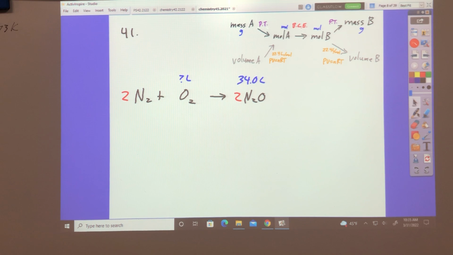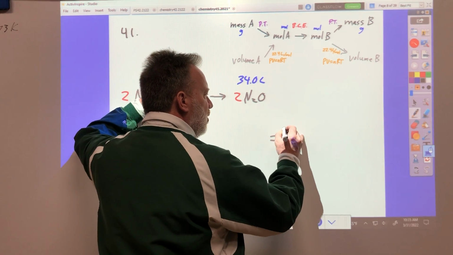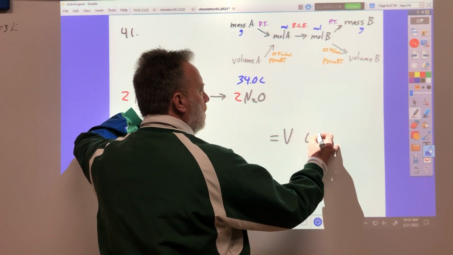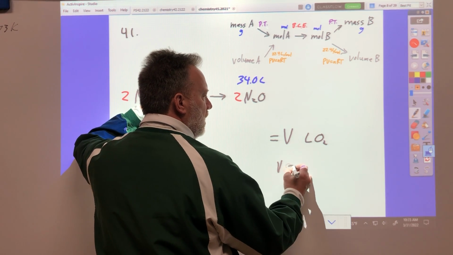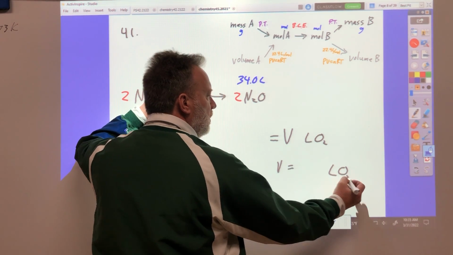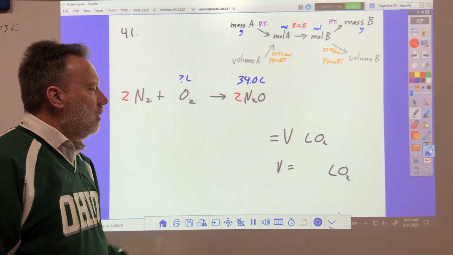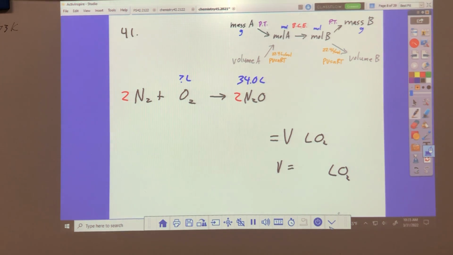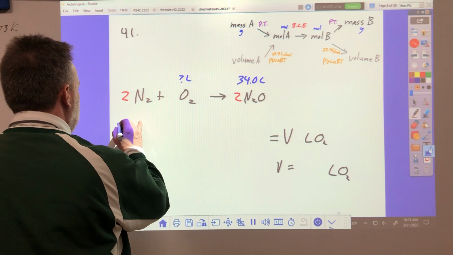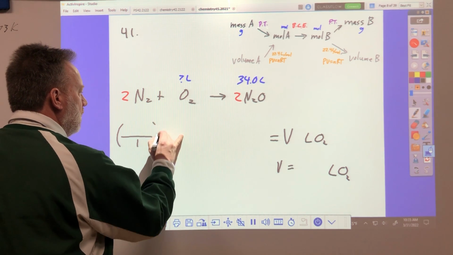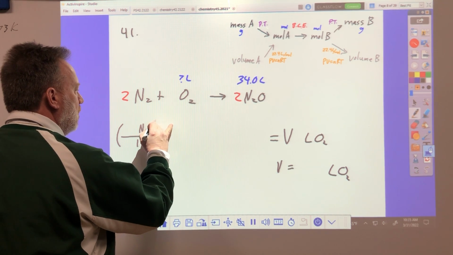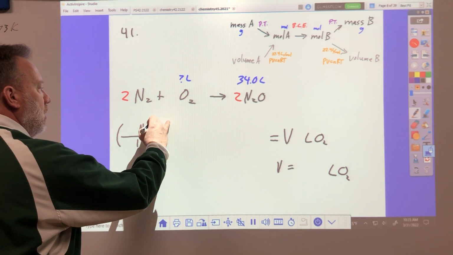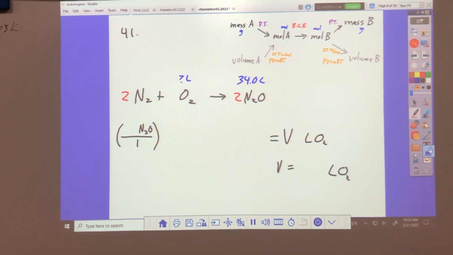So, let's put what we're looking for. Equals V liters O2. V is equal to so many liters O2. What I know is I'm starting with 34 liters of N2O over 1. N2O. 34.0 actually.